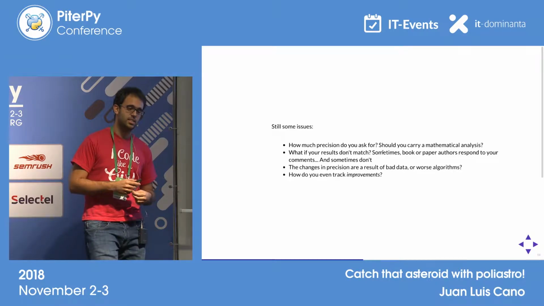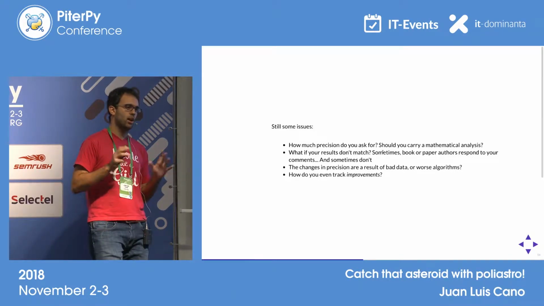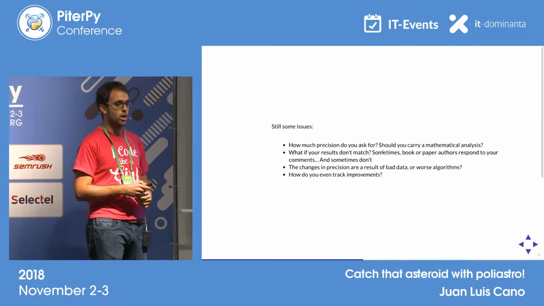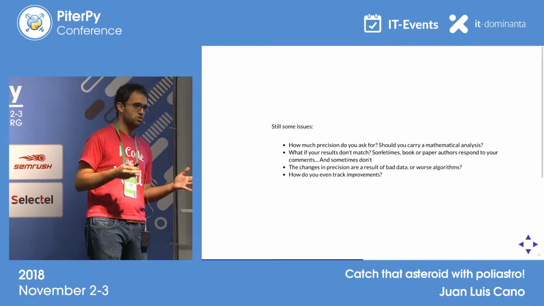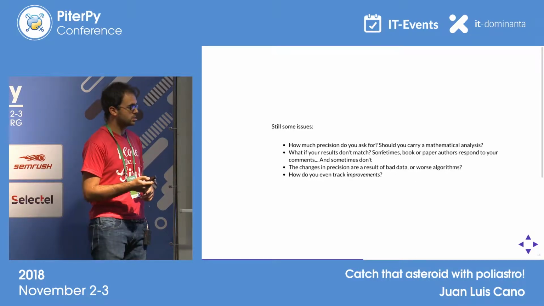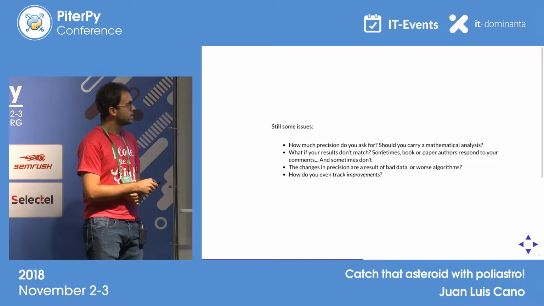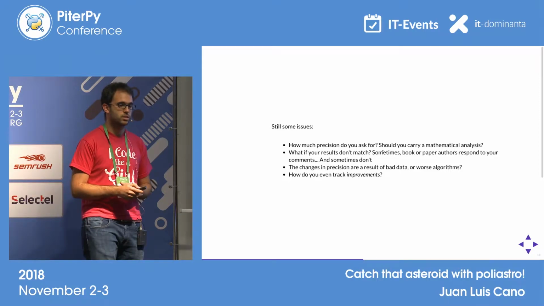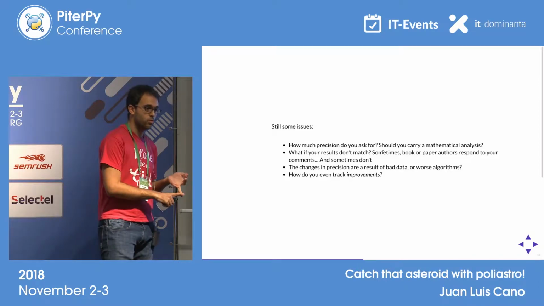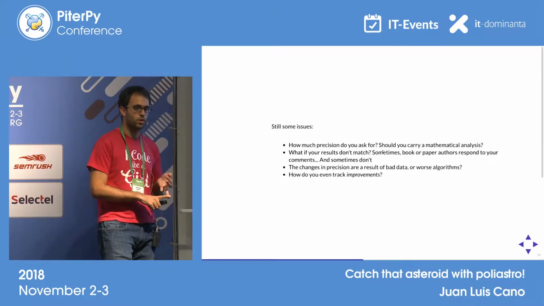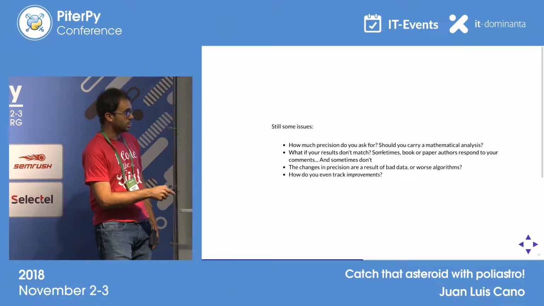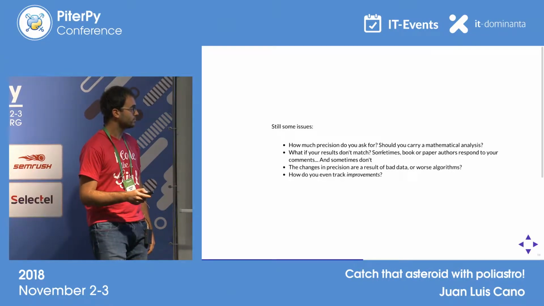But still, this has some limitations, and I don't have perfect answers for some of these. For example, how much precision do you ask for? That's a question that you might not be interested in investing a lot of time in, but it's worth asking at least. Then what happens if your results don't match? Is it an error on your side? Or maybe the paper you're copying the algorithm from has some typo or something. Because good luck trying to contact the authors of the paper or the book.